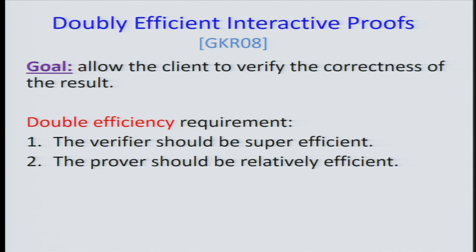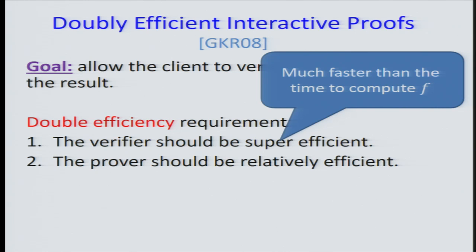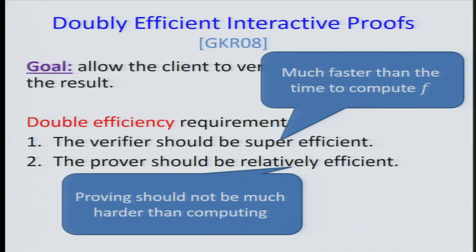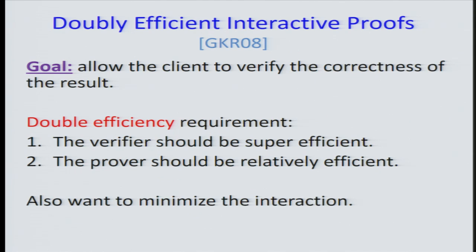That's useless. What we're looking for is what we call a doubly efficient solution. So we want the verifier to be extremely efficient. In particular, much more efficient than the time that it takes to compute f by yourself. And we also want the prover to be relatively efficient. So we're not looking for solutions in which the prover runs in some exponential time. We want to do this for problems in which the prover is also, say, polynomial time. So relatively efficient. A third aspect that we want to minimize is the amount of interaction. So we prefer protocols in which we don't have a lot of communication going back and forth, a lot of rounds of interaction.